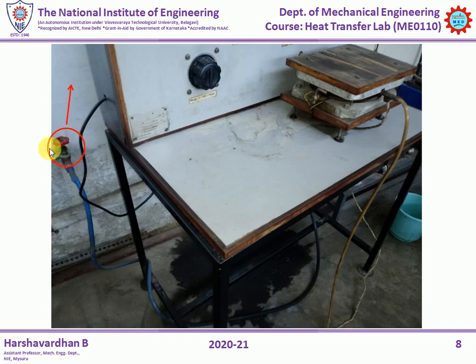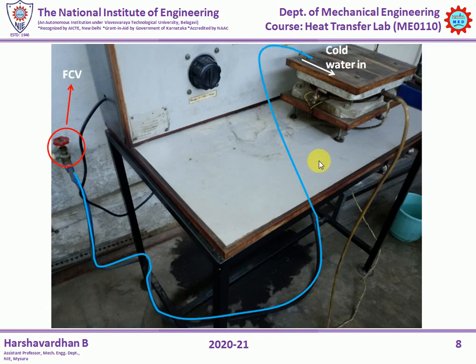So now this is the flow control valve. So now we are trying to understand the water circuit. There is going to be a flow control valve. By turning on this flow control valve, we can allow the water to enter the water jacket. So this is the direction in which the water is going to enter the water jacket, and this is the direction in which water is going to come out of the water jacket.